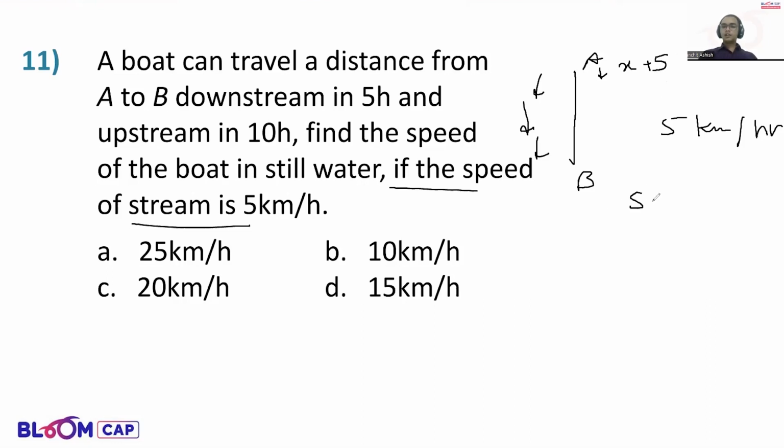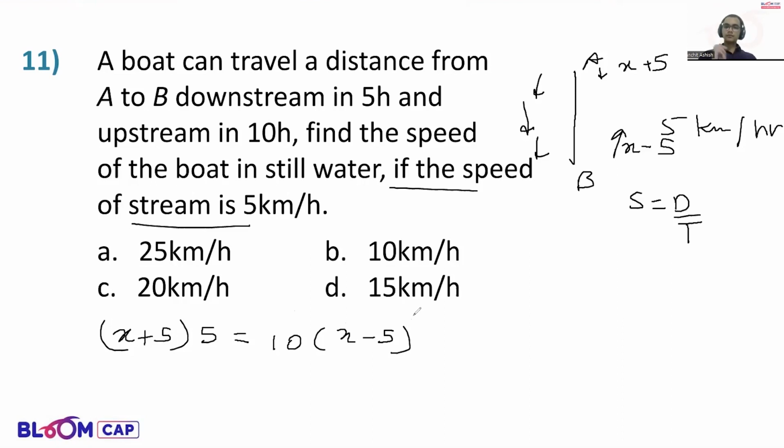And we know that speed is equal to distance upon time. The distance is same here, so distance is equal to speed into time. What is the speed here? It's x plus 5 into time, which is 5 hours. Now, in the opposite case, the time is 10 hours. We just have to find out the speed. The speed from B to A will also remain x. But here the water is coming opposite to the direction of movement, so we have to subtract water. So x minus 5.